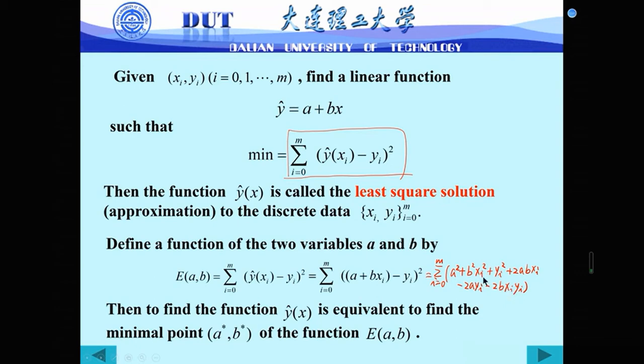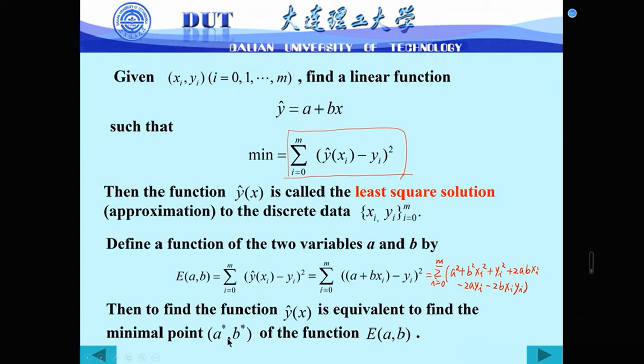Now you see, xi and yi are given, so we only determine a and b. So we consider this is a new function with two variables a and b. Then we need to find the function y hat. This problem is equivalent to finding the minimum point a star and b star of the new function capital E(a, b). Then we only need to solve for the minimum point.